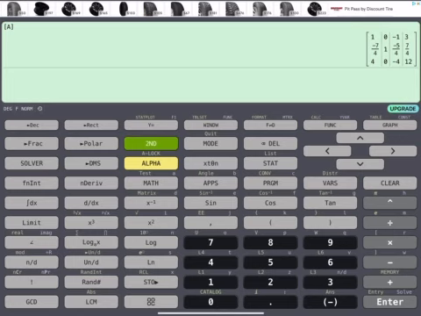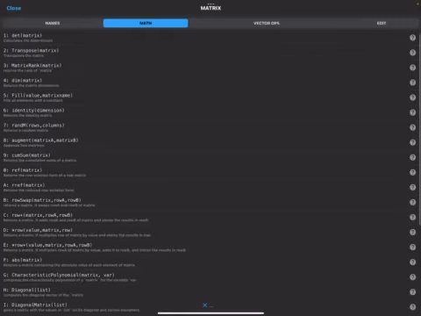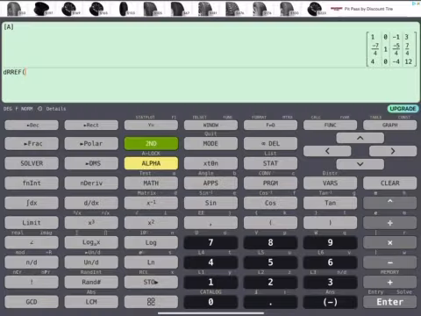Okay, so now what we're going to do is go to that matrix menu. Oops, second matrix. Okay, and we're going to go over to the math screen here, and we're going to go to where it says RREF. Oops, I don't know what happened there.